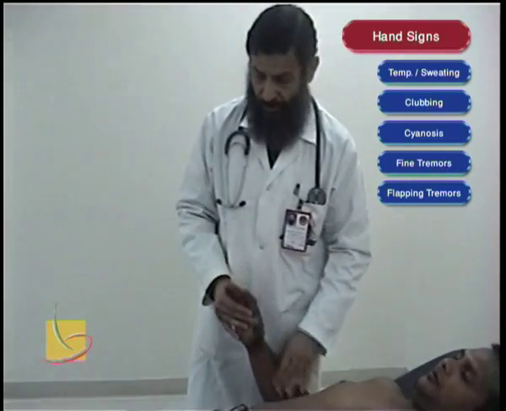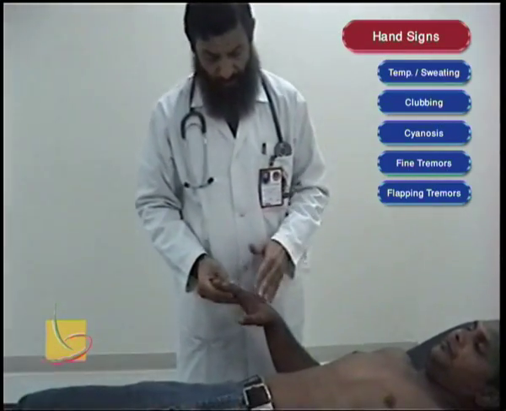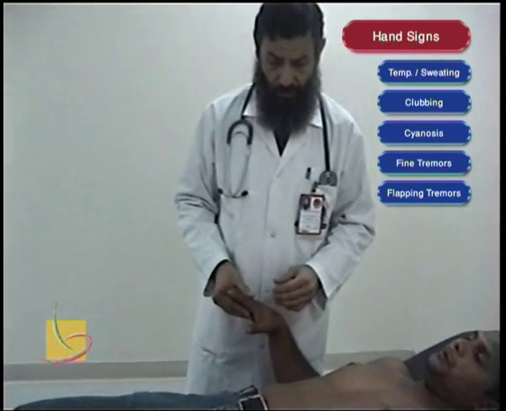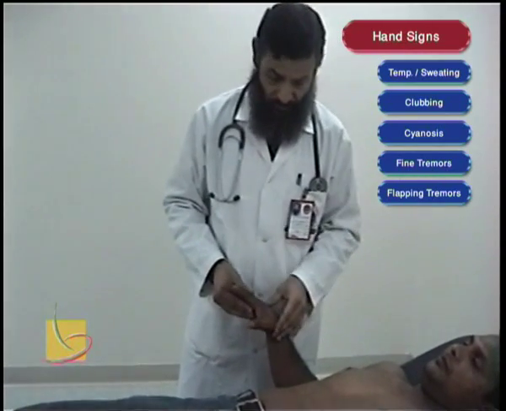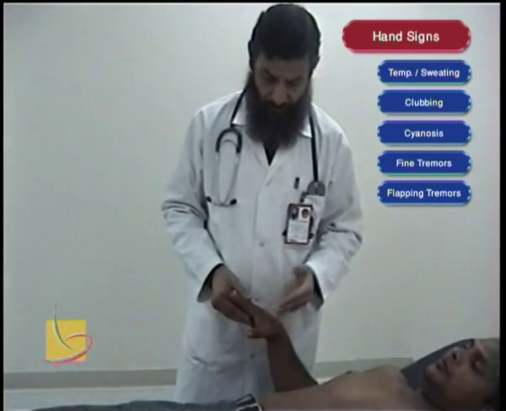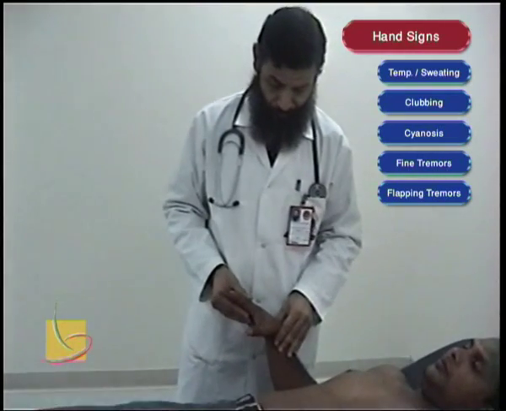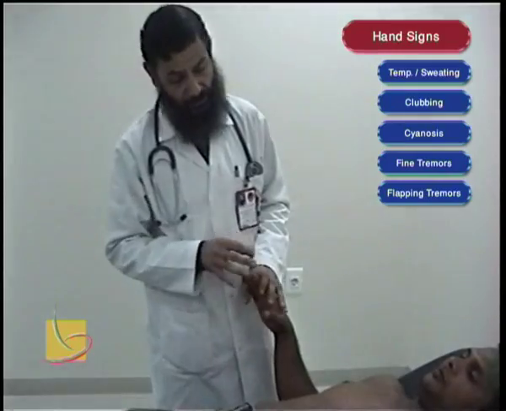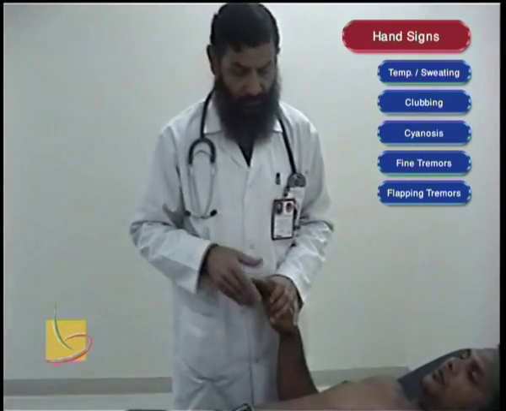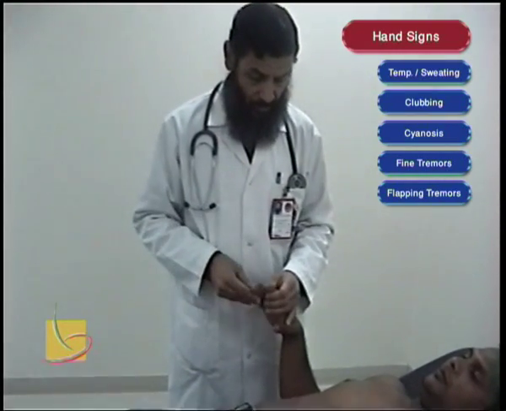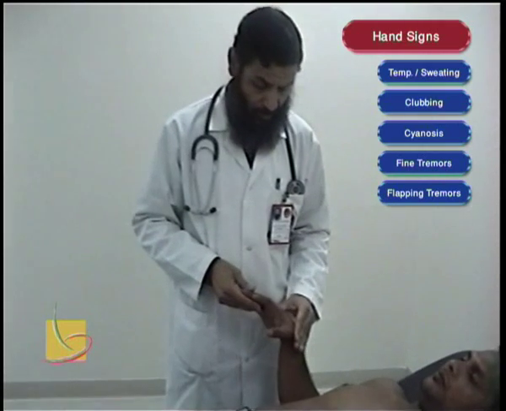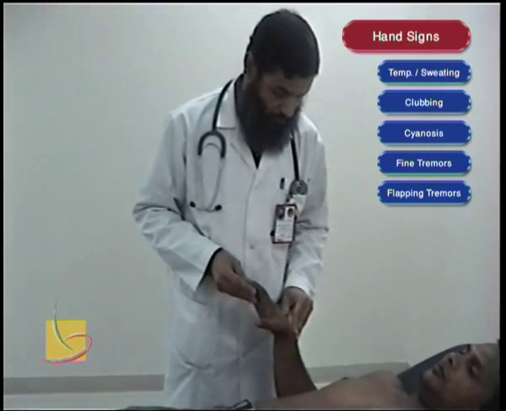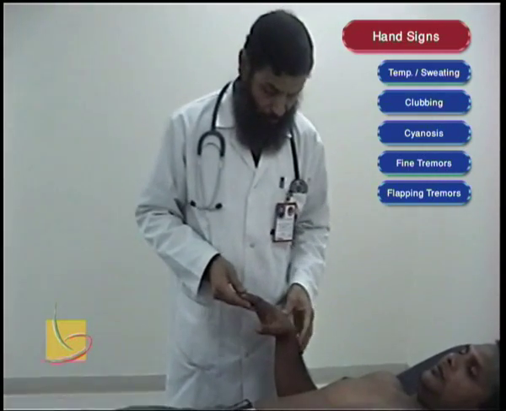Flapping tremors, of course, is an important sign in the respiratory system because it indicates an imminent respiratory failure and severe carbon dioxide retention. We have to remember that flapping tremors are not specific for respiratory disease because you may get flapping tremors in other diseases, abdominal or cardiac or renal, etc., as we are going to mention later on.